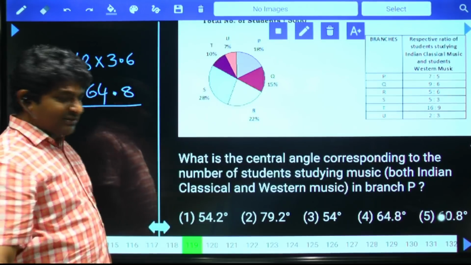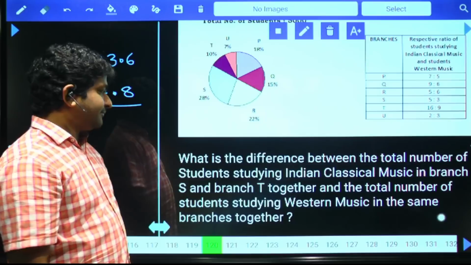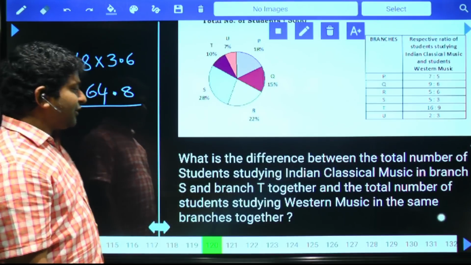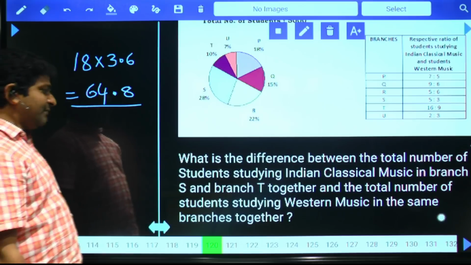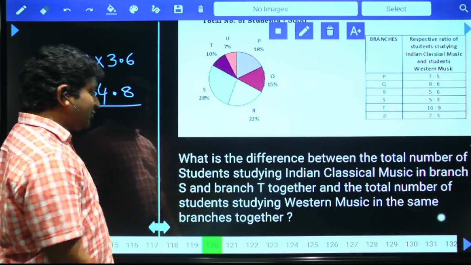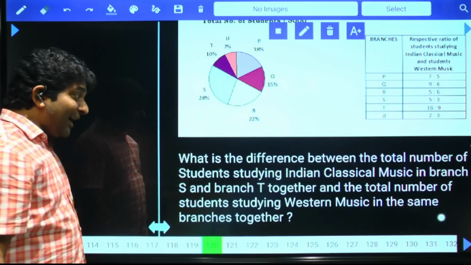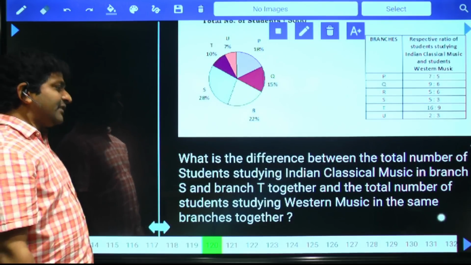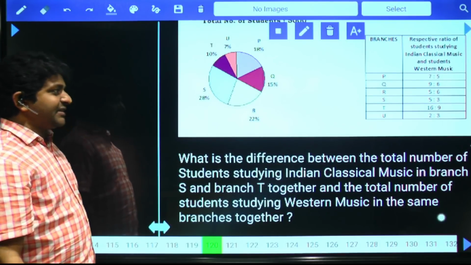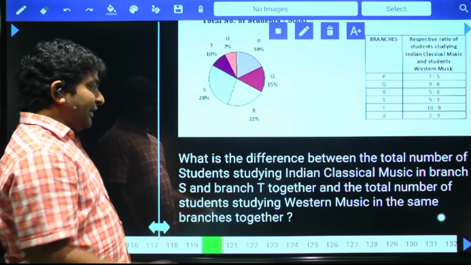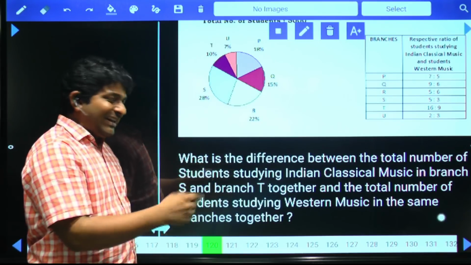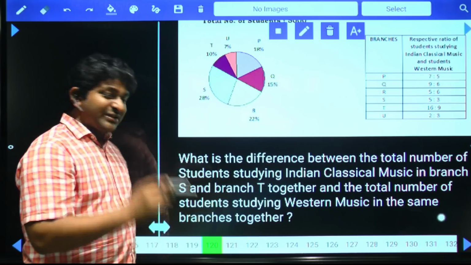64.8. Final answer. Next. What is the difference between the total number of students studying Indian classic in branches S and T together, and the total number of students studying Western in the same branches? S and T, the difference between Indian classic and then Western music.